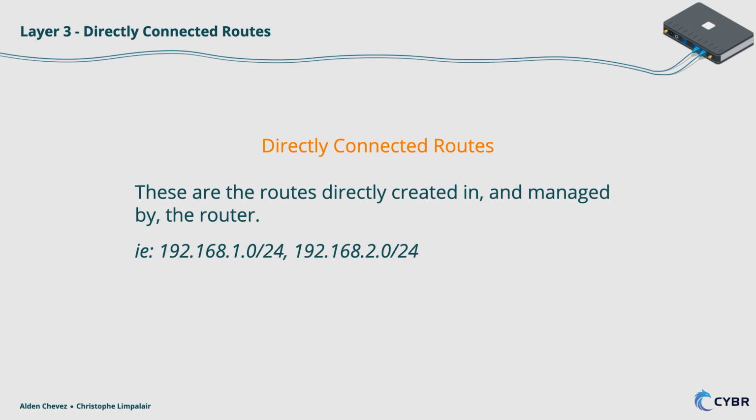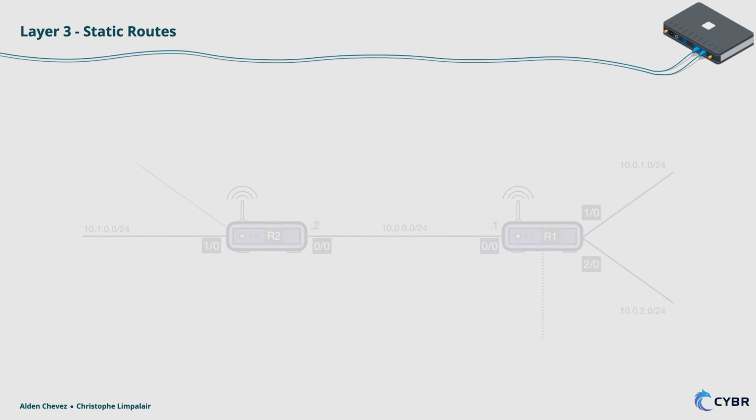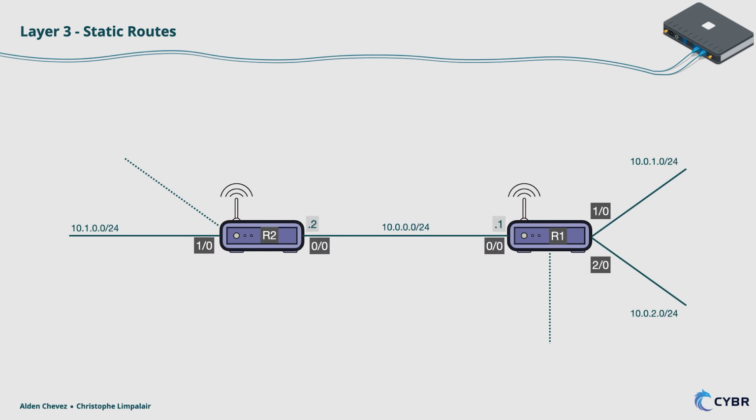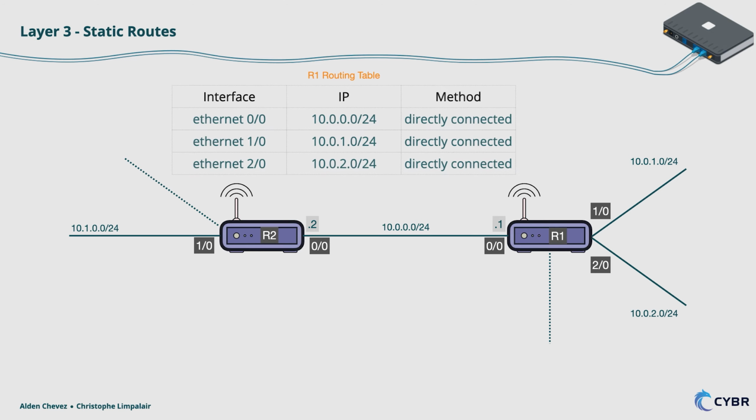These routes are the ones that are created in the router. So with our examples that we've used of 192.168.1.0/24 or 2.0/24, these are networks that are directly managed by the router, and so they're directly connected routes. But with static routes, these are manually added by the network administrator. So when your network has grown and you've got different network segments, a router needs to know how to reach a destination network that is not directly connected to it. So let's look at an example.